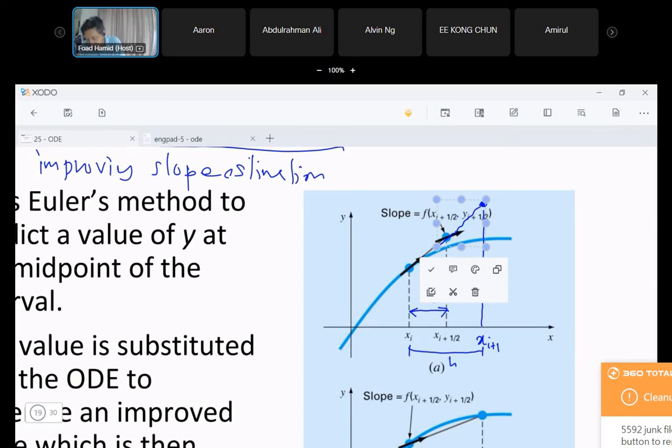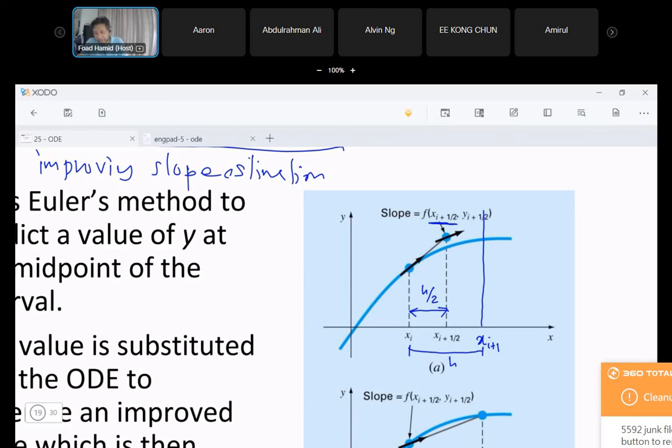So how do we do this? How do we get the slope there? So take a look at this point here, x i plus half, y i plus half. Okay, so basically this is telling us we are taking the slope at h over 2. So how do we do this?